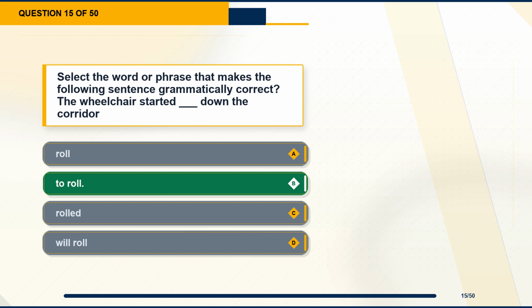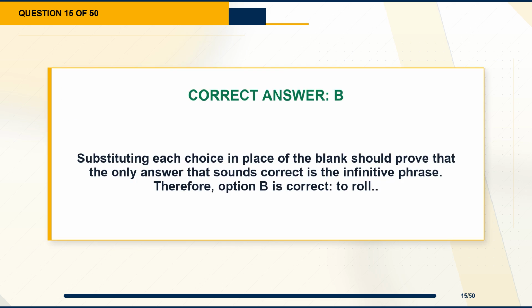The correct answer is option B, to roll. Explanation. Substituting each choice in place of the blank should prove that the only answer that sounds correct is the infinitive phrase. Therefore, option B is correct, to roll.